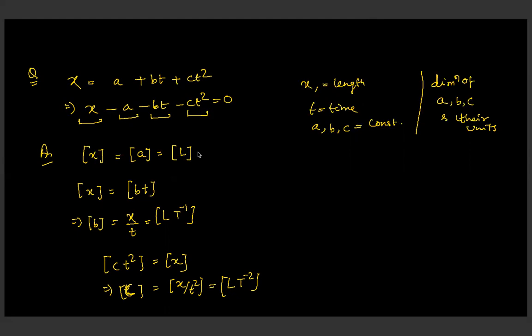Unit of A is meter. Unit of B is meter per second. For L I am writing meter and for T it is second. So similarly here it is meter per second square. I am writing it in the SI system of unit actually. Right. So this is the way that how we should deal with the questions.